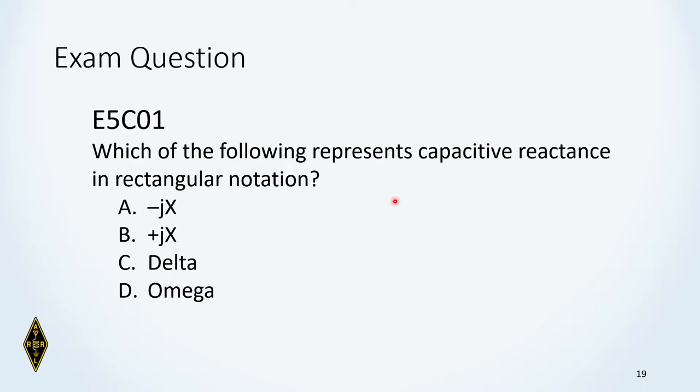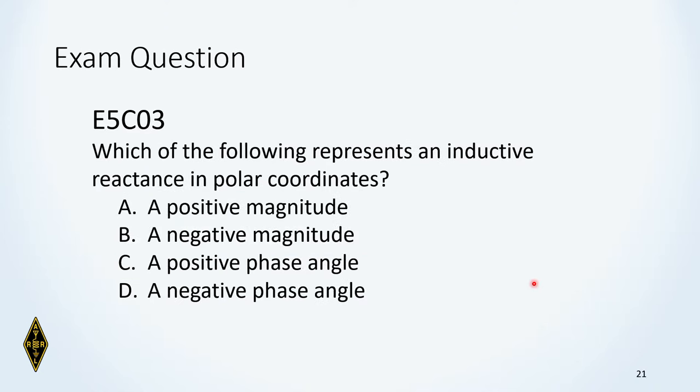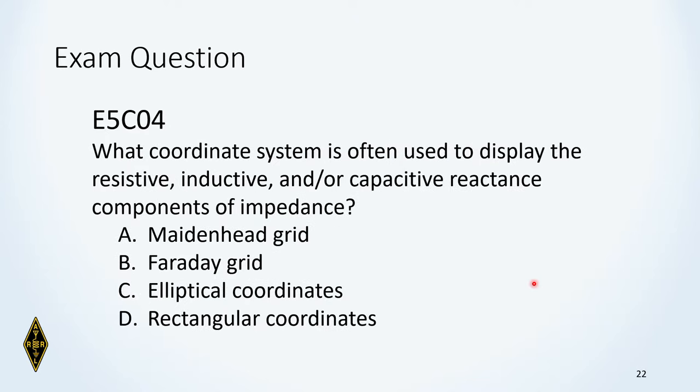Some pool questions now. Which of the following represents capacitive reactance in rectangular notation? So anybody can unmute. Alpha. Right. Capacitive is going to be negative, and the JX will always be rectangular. Good. How are impedances described in polar coordinates? C Charlie. Yep. Magnitude, yeah. And phase angle. Which of the following represents an inductive reactance in polar coordinates? C Charlie. It'll have a positive phase angle. Exactly. What coordinate system is often used to display the resistive, inductive, and or capacitive reactance components of impedance? Delta. Yep. You can also display those in the polar form, but they only give us one here, so we're not confused.